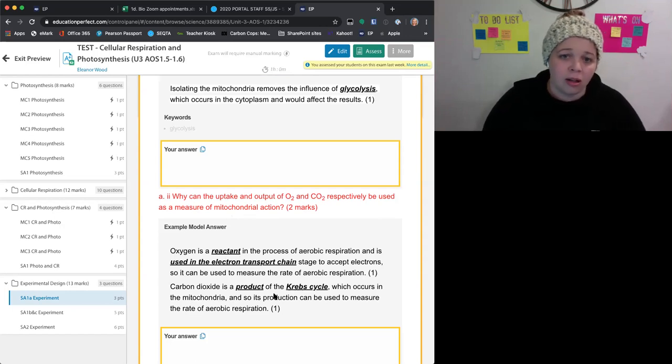Same goes with carbon dioxide. So carbon dioxide is an output, or a product, of the Krebs cycle. If you didn't tell me it was Krebs, then I couldn't give you the mark.